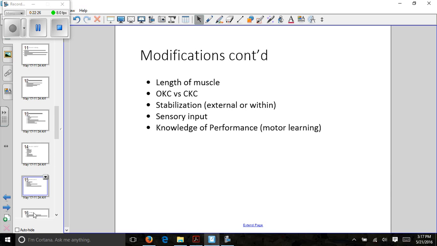And then knowledge of performance. That's one aspect of motor learning. Do you tell them how well they did? Do you say, that squat looked really, really good? You put your butt back, your knees didn't go over your toes, or do you just say, that was not a great squat, how are you going to make it look better? What can you do? How can you change your body?